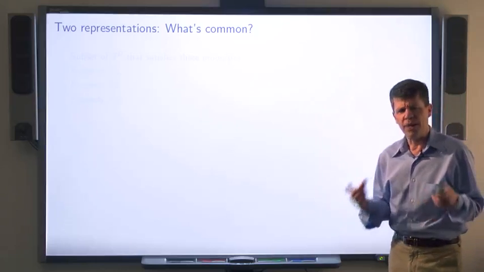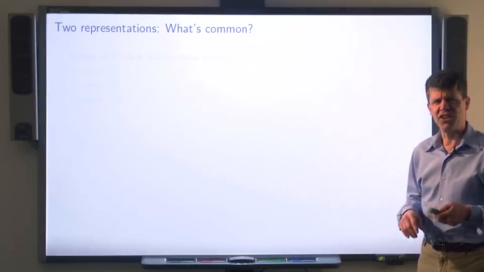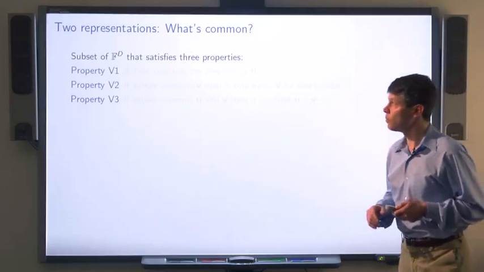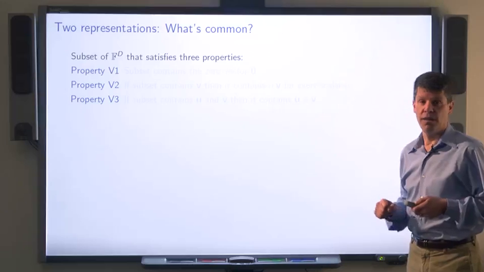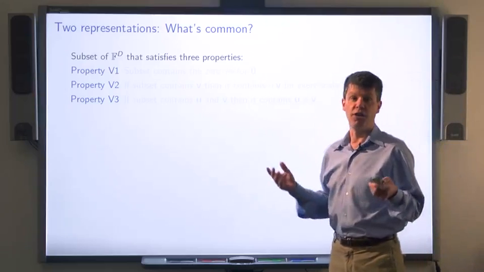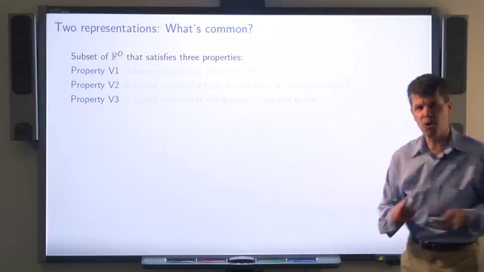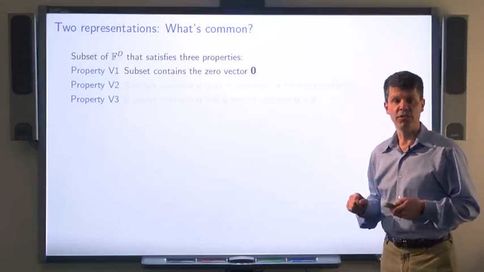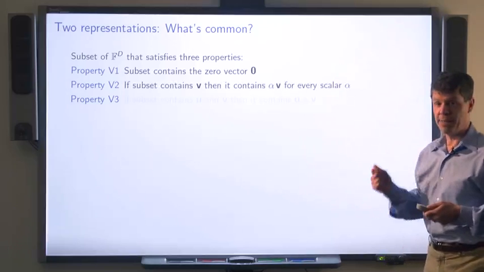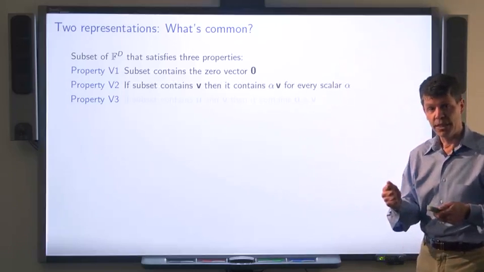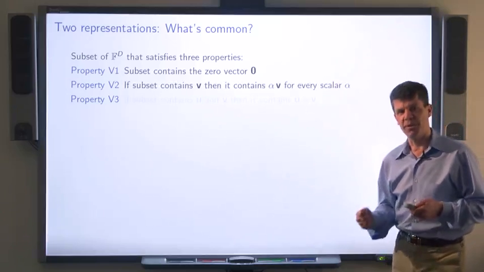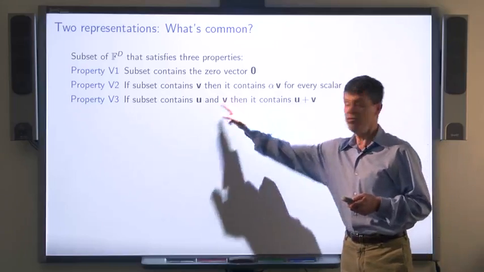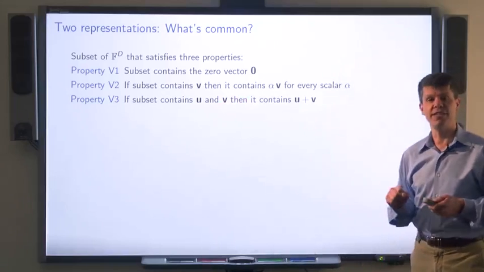What's common about these two representations for sets of vectors that form geometric objects? It's a subset of, in this case, R^d, satisfying three properties. The first is the subset contains the zero vector. The second is if a subset contains some vector v, it contains every scalar multiple of that vector. And the third is if the subset contains two vectors u and v, it also contains their sum.